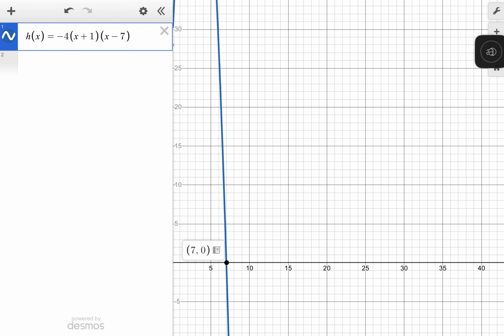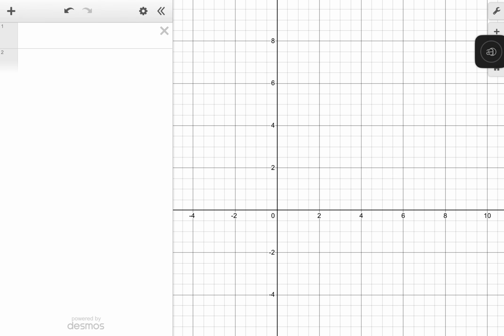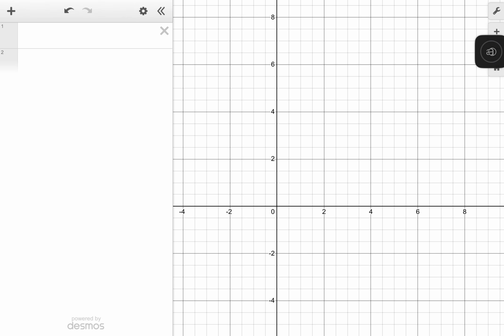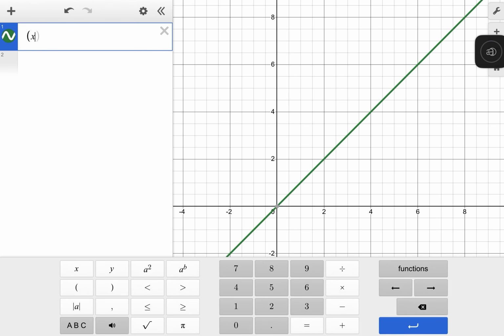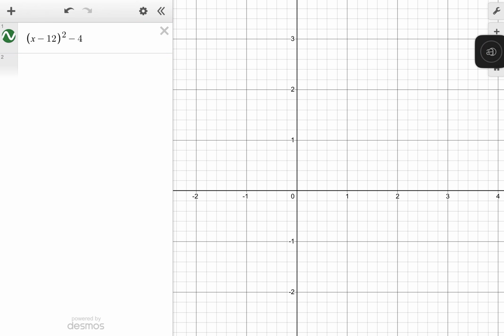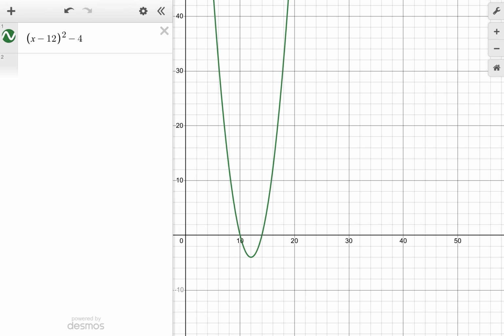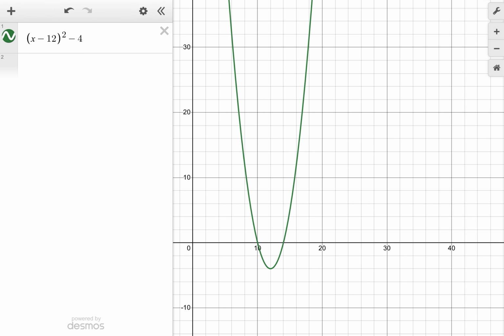Okay, so now sometimes you might have a graph and it's not going to be seen on the screen, right? You might start panicking. Let's say you have the graph of (x minus 12) squared minus 4. So let's say you plot this graph and you don't see anything. Well, all you can do is scroll, completely zooming out, until you find the function. It's pretty common sense. Just find the function if you can't see it, right?